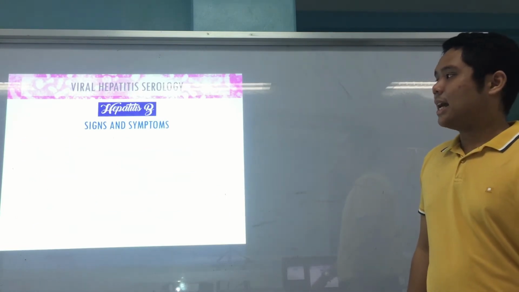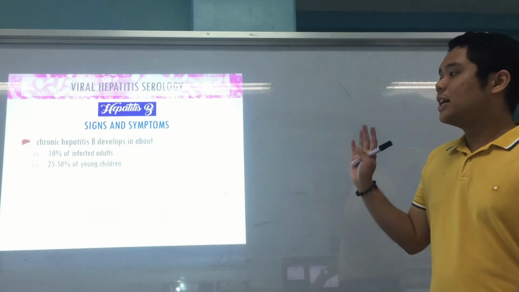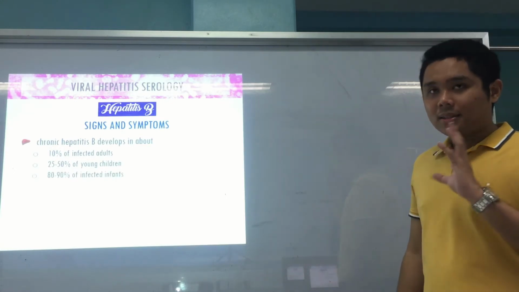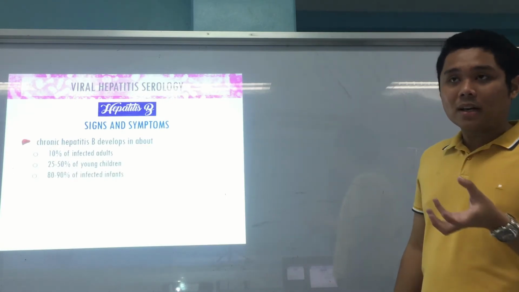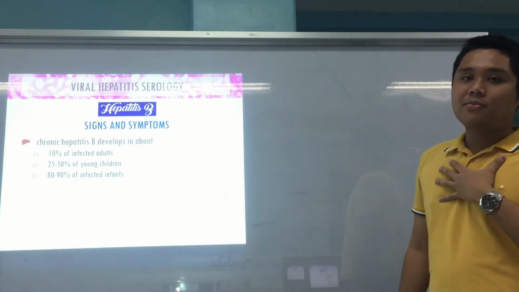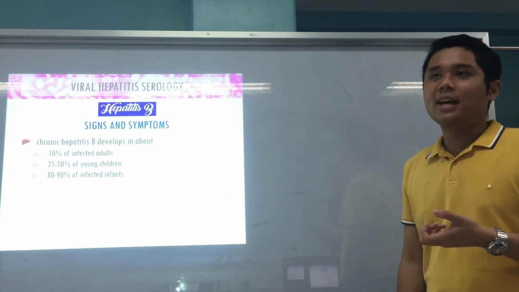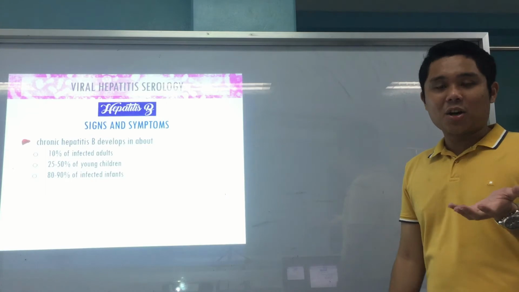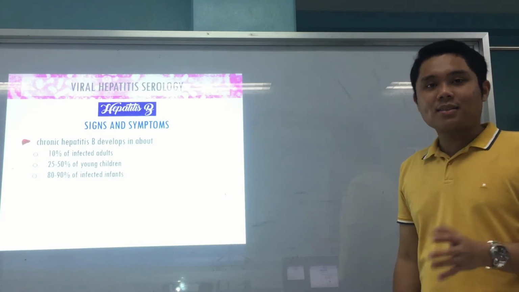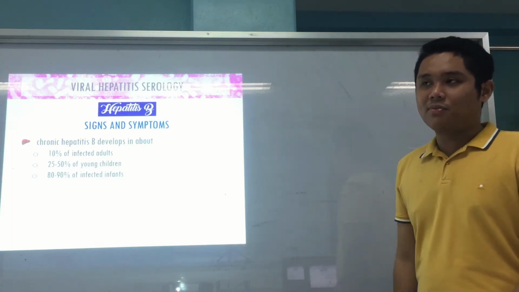Okay. Alright. Now, chronic hepatitis B develops in about 10% of infected adults, 25 to 50% of young children, and 80 to 90% of infants. So, infants are more prone because their immune system is still developing. So, their immune system is not yet strong enough to fight off the virus. Okay? So, for adults, 10% na lang because again, our immune system is quite developed na. Okay? So, in a way, pwede pa natin siyang ma-eliminate. Okay? Pwede pa natin maka-fight back against the virus.